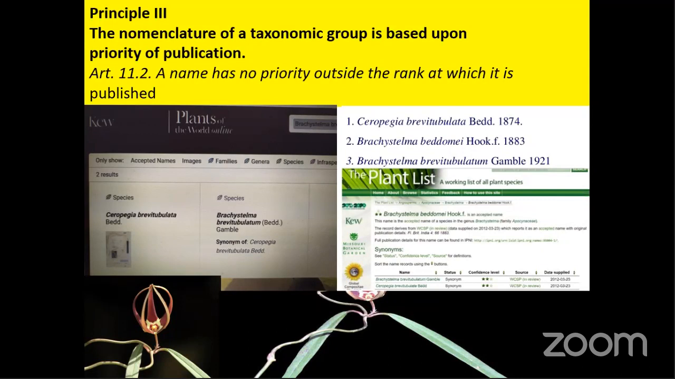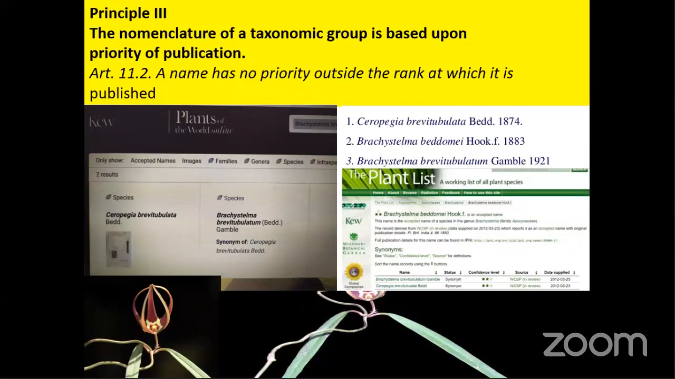He named it Ceropegia pruinitubulata. Later the same species was transferred by Hooker to Brachystelma, and he named it Brachystelma beddomei. And again, Gamble named it Brachystelma pruinitubulatum. Because the basionym is pruinitubulata, he just named it pruinitubulatum. It appeared in the Plant List. But you know, by priority of publication, only Ceropegia pruinitubulata is the right name for the species or taxon according to the priority of publication.